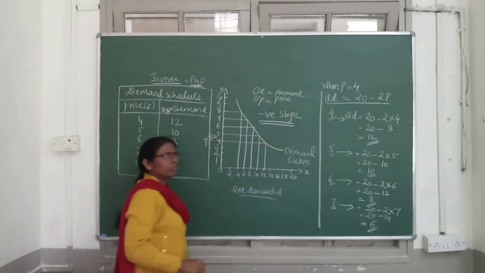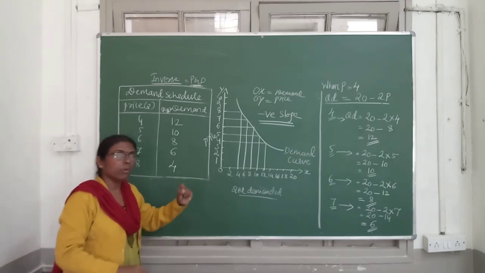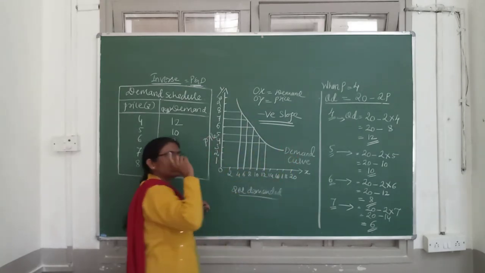Always note this point. The demand curve always slopes downward from left to right.